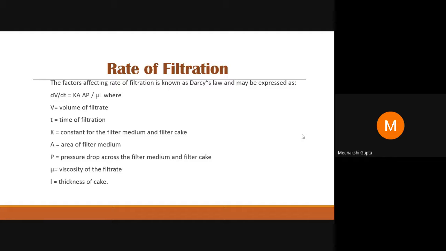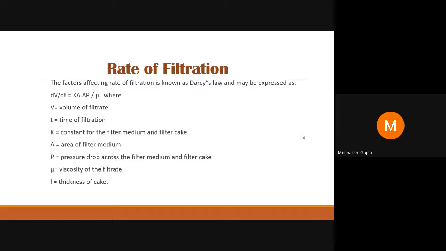Okay. Then delta P is the pressure drop. As we have discussed previously, the driving force is created by the pressure drop, across the filter media and filter cake. The more the pressure drop, the faster will be the rate of filtration. Now, how can we increase the pressure drop? Either by imparting positive pressure or by imparting negative pressure. So two ways are there.